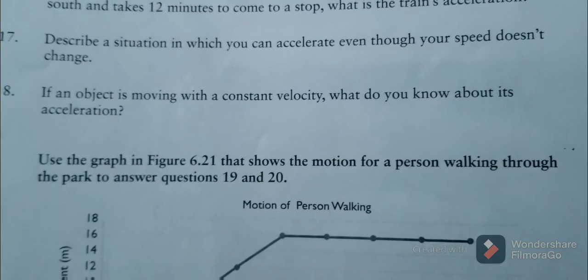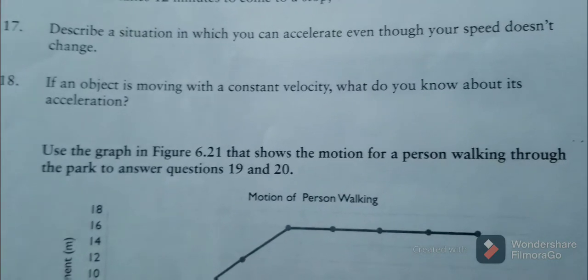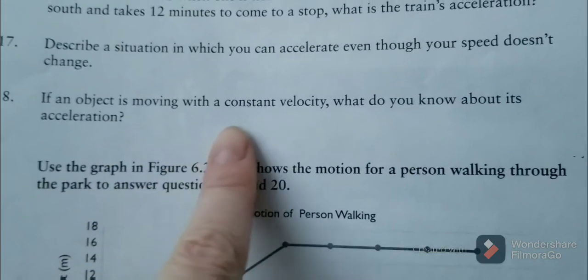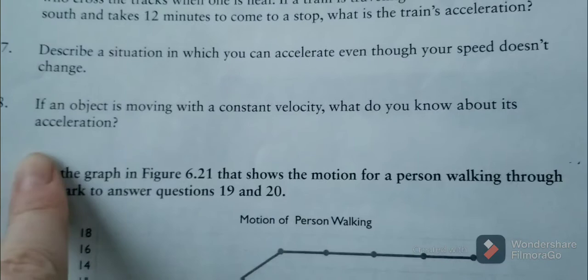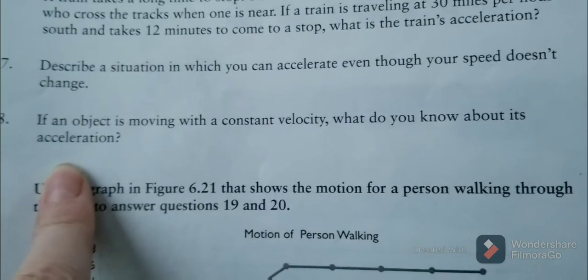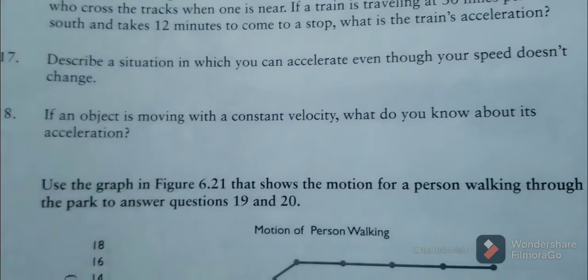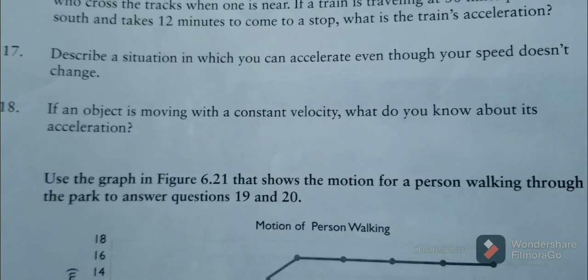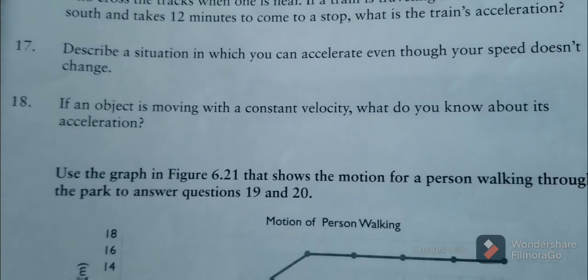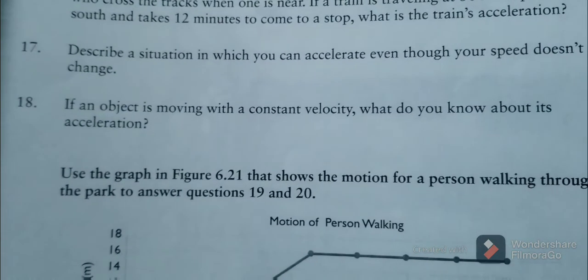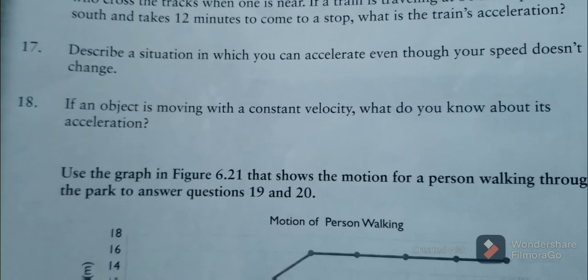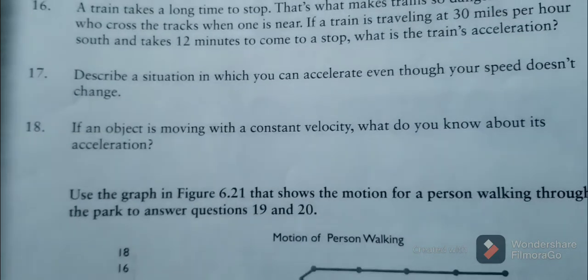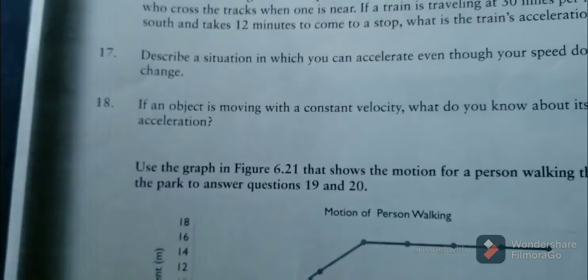Change, change, change. Okay? Number 18, if an object is moving with constant velocity, what do you know about its acceleration? According to this, acceleration is the change in velocity divided by the total time. If there's no change in velocity, then the acceleration is 0. Okay? That's 18.